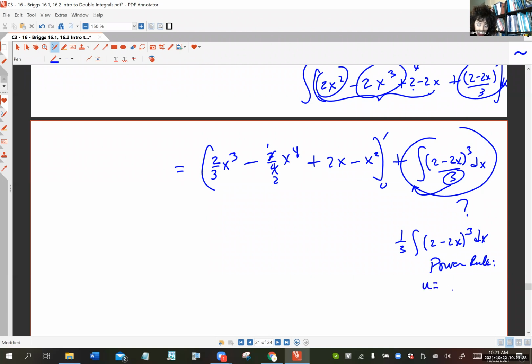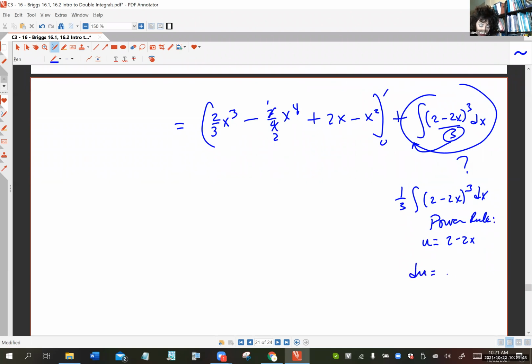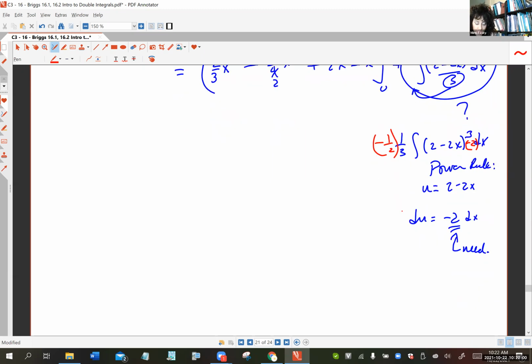So I'm going to let u be 2 minus 2x. Then du is -2 dx. And then I need a -2. That's missing. I wish I had one. Well, I can make my dreams come true because I'm allowed to put a factor of -2 in here, provided I multiply the front of the integral by its reciprocal. Okay? Now, what do I have at this moment? Well, I have the number -1/6 multiplying the integral of u cubed du.